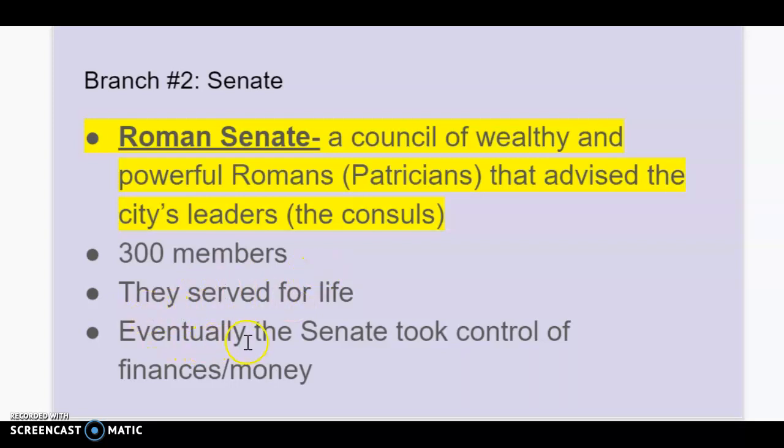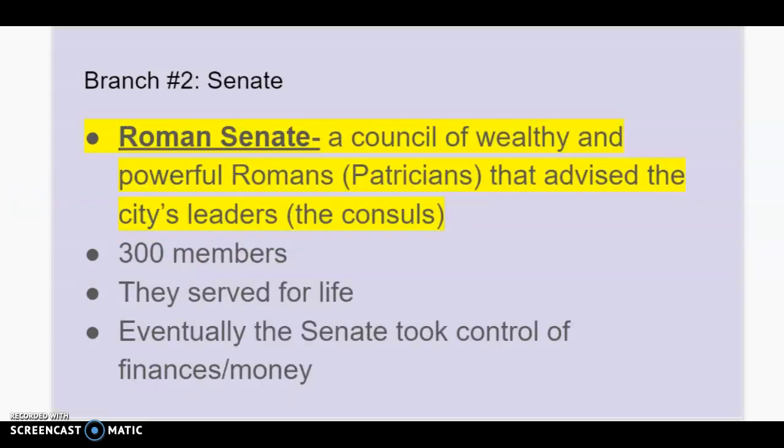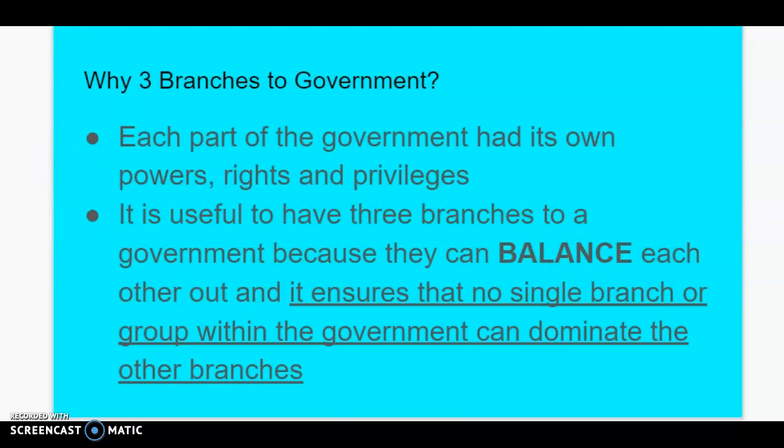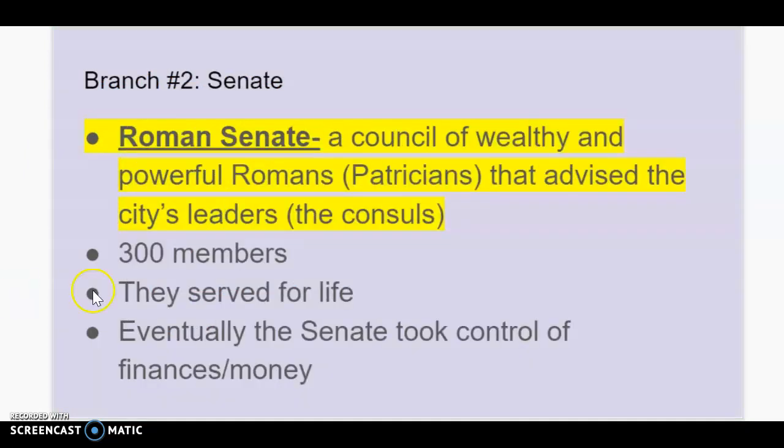Eventually, down the road, the laws will change, and the Senate actually has control over finances and money. So if the first branch of magistrates, these consuls, are asking for money because they want to fix the roads or build new buildings or work on the wall around the city of Rome, they would need to actually get permission from the Senate. And that right there is a form of balance. Okay? It's a form of balance, because your first branch, the magistrates, might be the most powerful people in the city, but they still don't have financial power unless it comes from the Senate, so they need to compromise and work together.